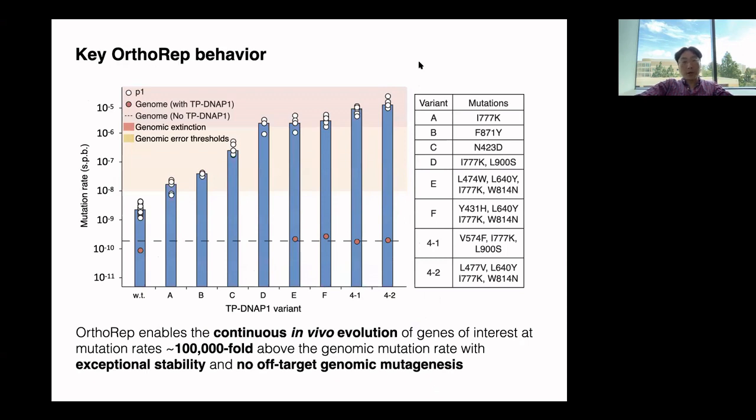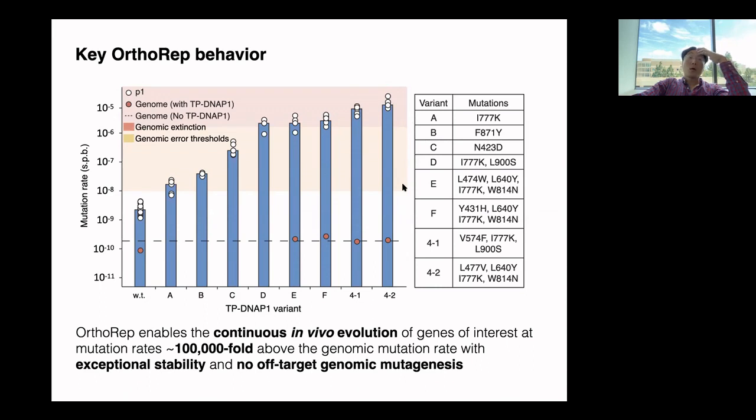And I want to just show you one slide on the key behavior that we are interested in capitalizing upon with Orthorep. This is a slide where we've measured the mutation rate of a series of DNA polymerases that we've engineered to be error prone. These bars show us the mutation rate of the P1 orthogonal plasmid in the presence of those mutator DNA polymerases. As you see, we have some that are very high mutation rate, up to about 10 to the minus 5.